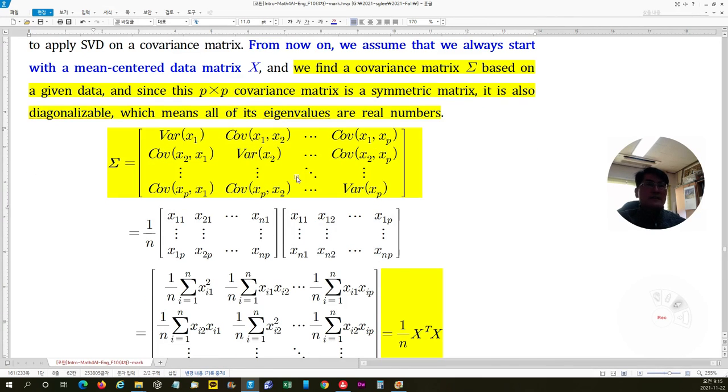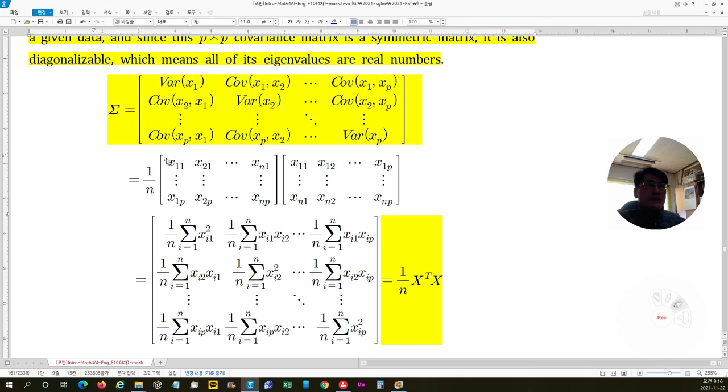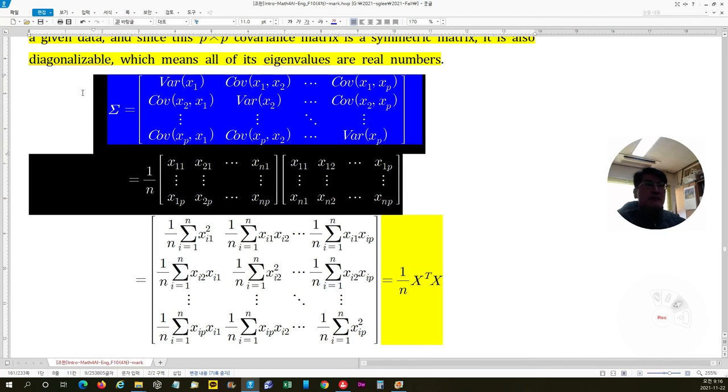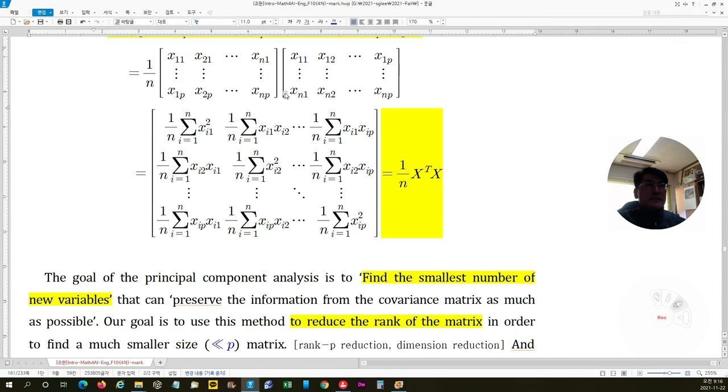The covariance matrix is defined in this way. The sigma is defined: the main diagonal entries are the variances of xi's, and the off-diagonal entries are the covariance of xi and xj. Then this can be written as 1 over n times this X matrix and X transpose. If we multiply these two matrices, it can be written in this way, which can be seen as 1 over n times X transpose times X.